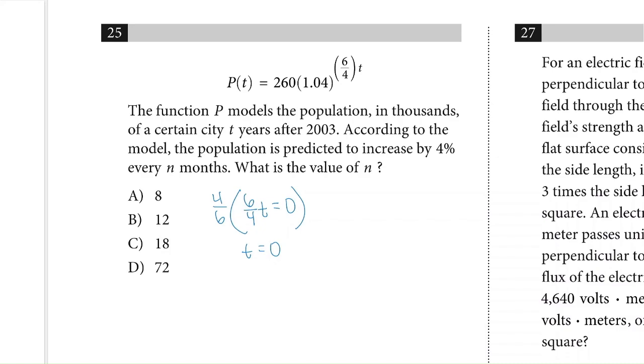Let's try it if t equals 1. If we have 6/4 t equals 1, sorry, that the exponent is 1, we can simplify this to 3/2 t equals 1. Let's go ahead and multiply by the reciprocal. So we're going to get t equals 2/3. Now, t is in years, which is indicated here, but we are looking for n months. So if we have 2/3 of a year, that's going to be 8 months.